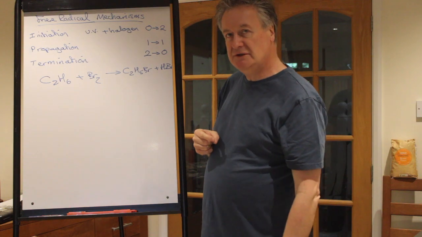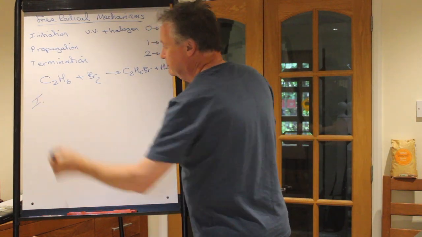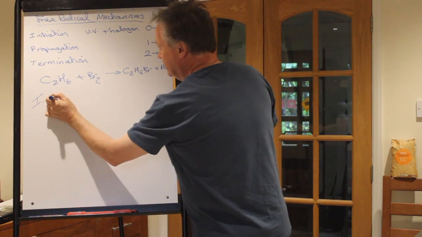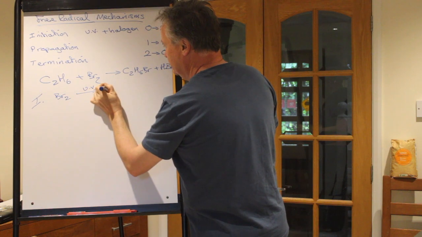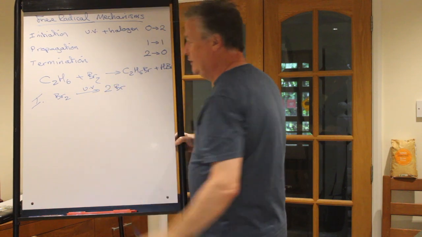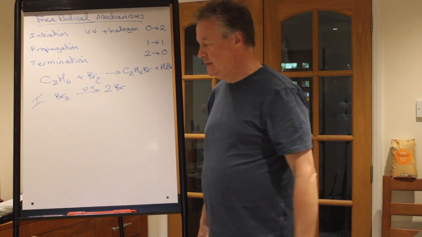So, first thing is initiation. Well, I covered initiation in the little introduction, but the initiation, which I'm just going to write I for, is ultraviolet forming two bromines. Now you will sometimes see that written like that, that's a free radical.